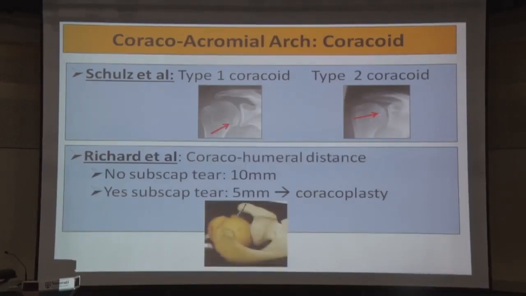Any distance which is 10 mm or more is not significantly associated with subscapularis tear. But when the coracohumeral distance is less, 5 mm, we need to include a coracoplasty whenever we are treating any kind of rotator cuff pathology.